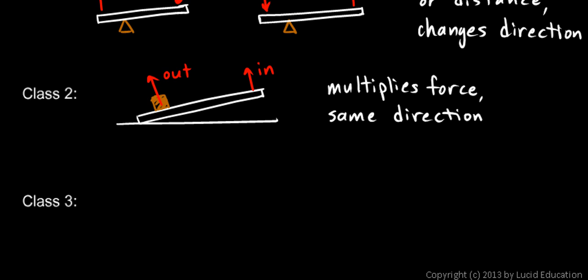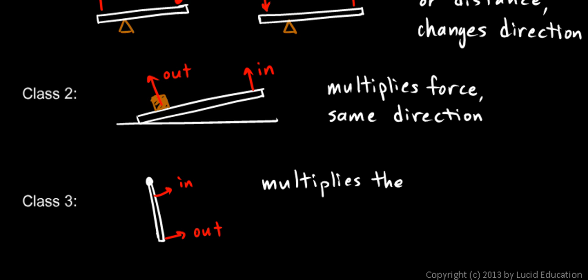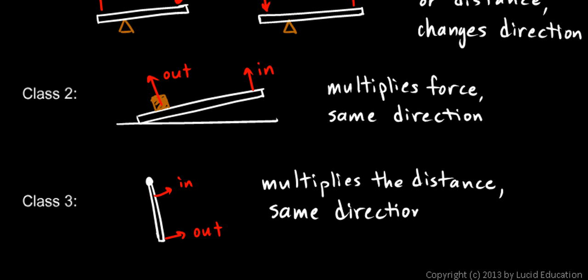And then a class 3 lever would be like a broom. And this is what we looked at earlier. You have an object that can rotate about a hinge, and you can apply an input force and you get an output force down here. So we'll say in and out. In this case, it multiplies the distance. It does so at the cost of having a lesser output force. But again, it's the same direction. So a broom or a rake would be a class 3 lever.